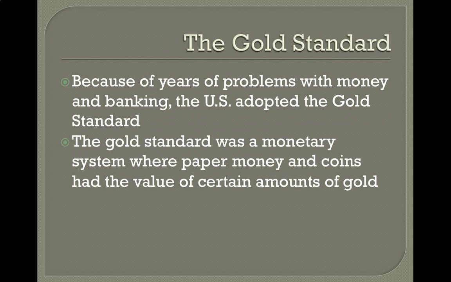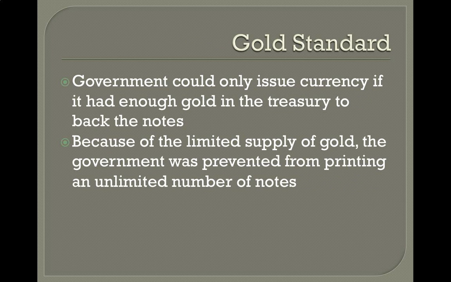The gold standard. Because of the years of problems with money, the United States actually adopted what was called the gold standard. And the gold standard was a monetary system where all of our paper money and coins had a value of certain amounts of gold. It wasn't 100%, but it was a certain percentage. So governments could only issue currency if it had enough gold in the treasury to back those notes. Because of the limited supply of gold, the government was prevented from printing an unlimited number of notes, so that really kept control of the money supply.